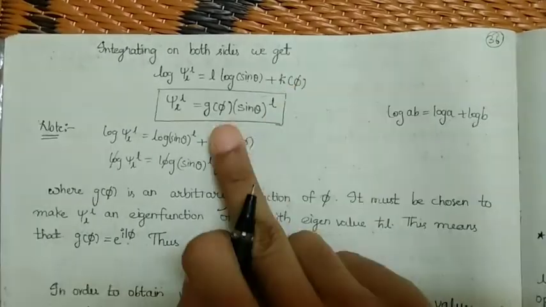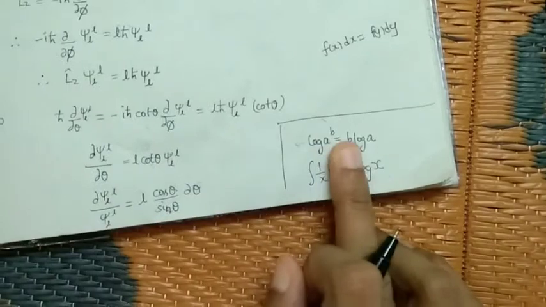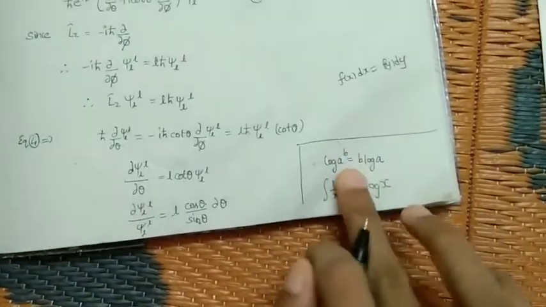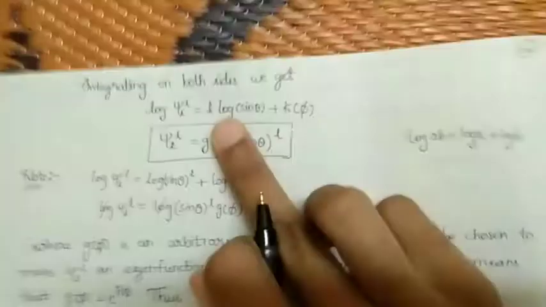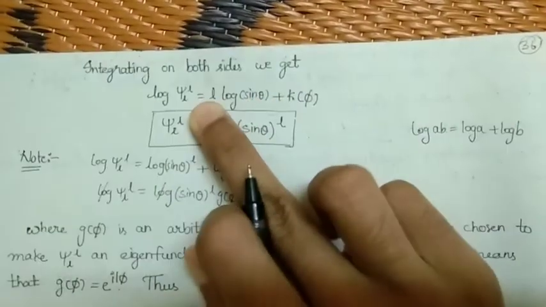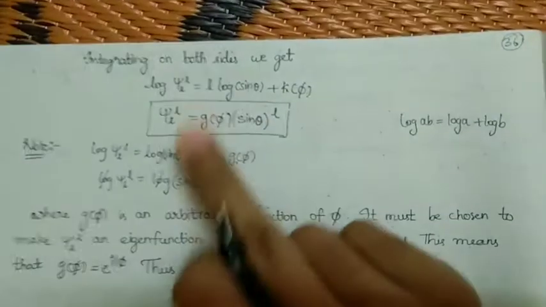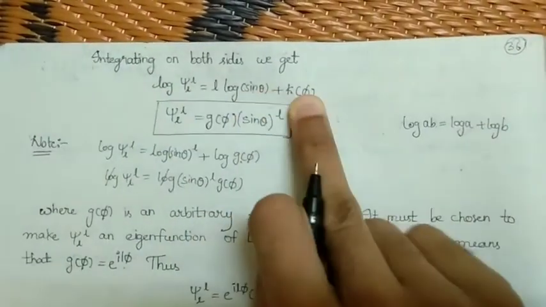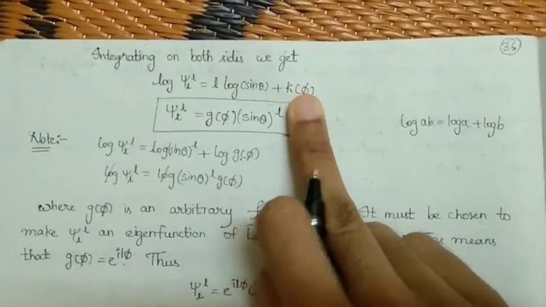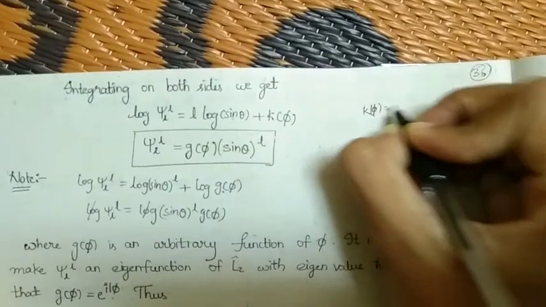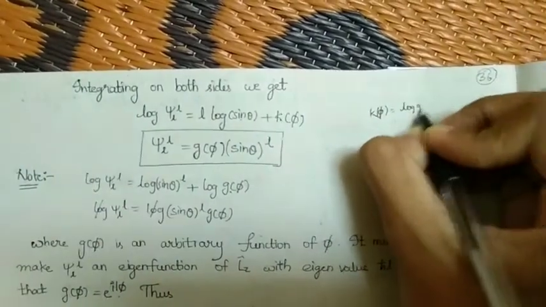And we know that log of a power b can be written as b log a. So if we follow the inverse formula, b log a is equal to log of a power b. So here also we have log of sin θ, and if we take L inside the logarithm, we would have sin θ whole power L. Here log is there, here also log is there, but here only a constant is there. So this constant can be written as log of g φ. So k φ could be written as log of g φ.